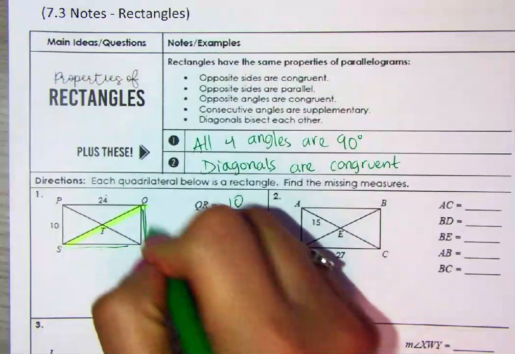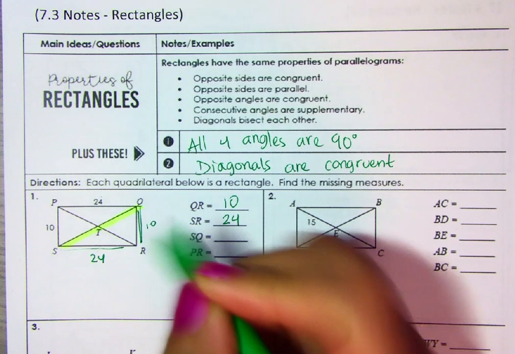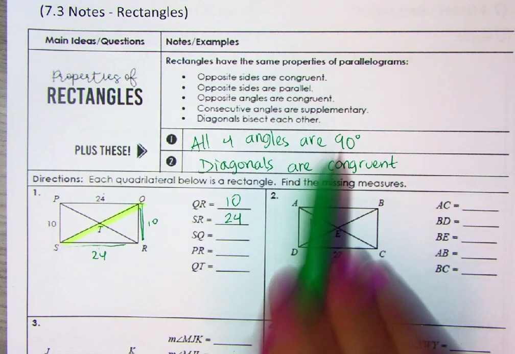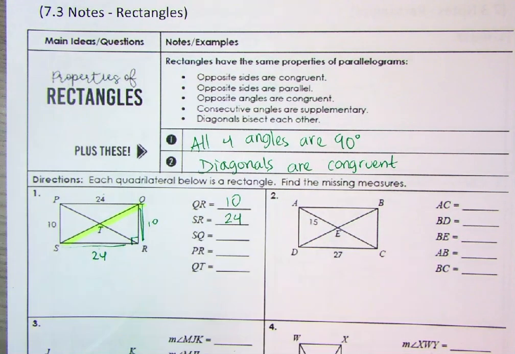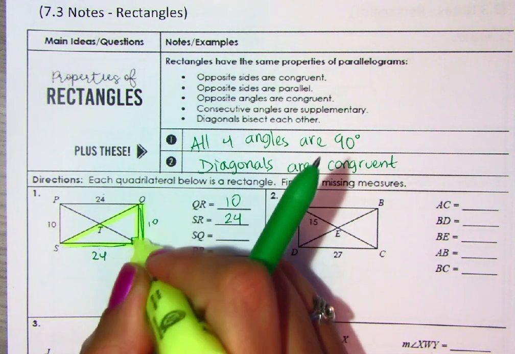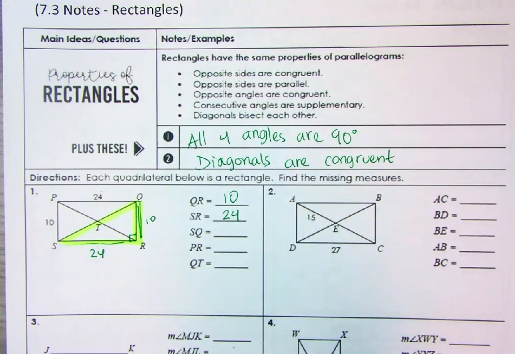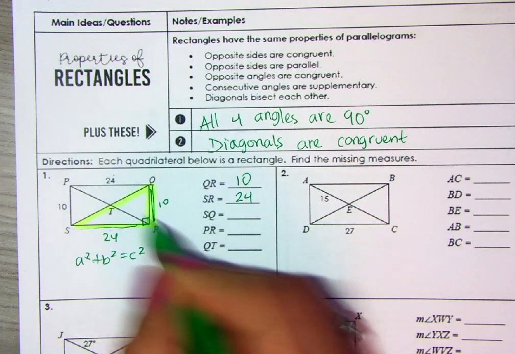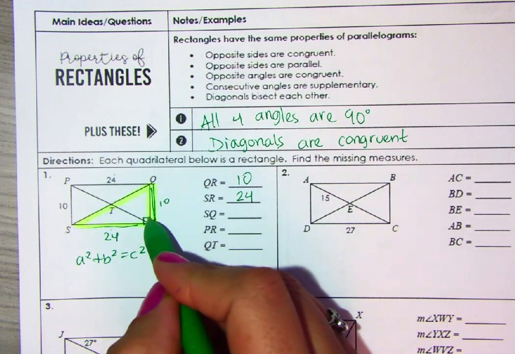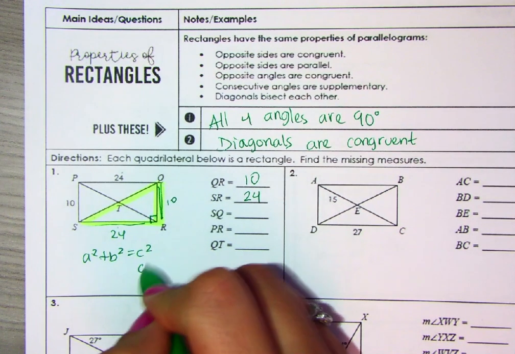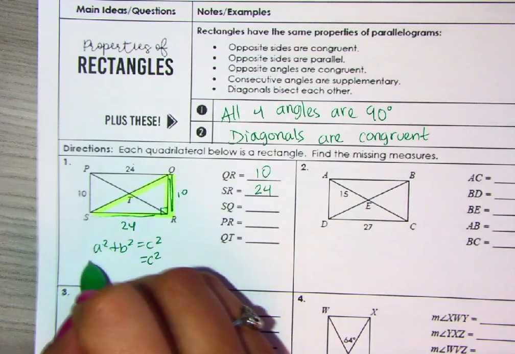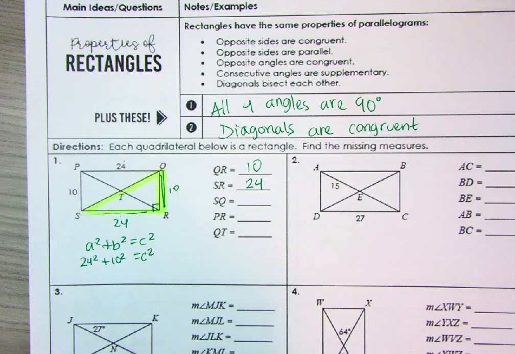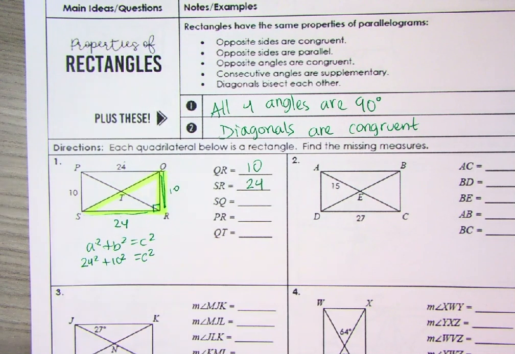If this is 10 and this is 24, we can find that diagonal because all four angles are 90 degrees. So this is a right triangle, and we're going to use the Pythagorean theorem to find the missing side. That's across from the 90 degrees, so the missing side is the hypotenuse. So we're going to have 24 squared plus 10 squared. Then we find what that missing value is.